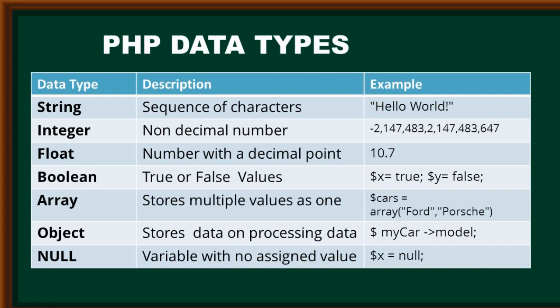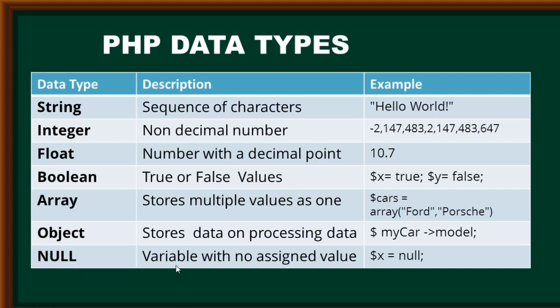Next, we've got an object. An object is a data type which stores data and information on how to process that data. In PHP, an object must be explicitly declared. So what you need to do first is declare a class of the object using the class keyword, and after the class has been declared, then you create the object. I'll be showing you an example of how to do that later.